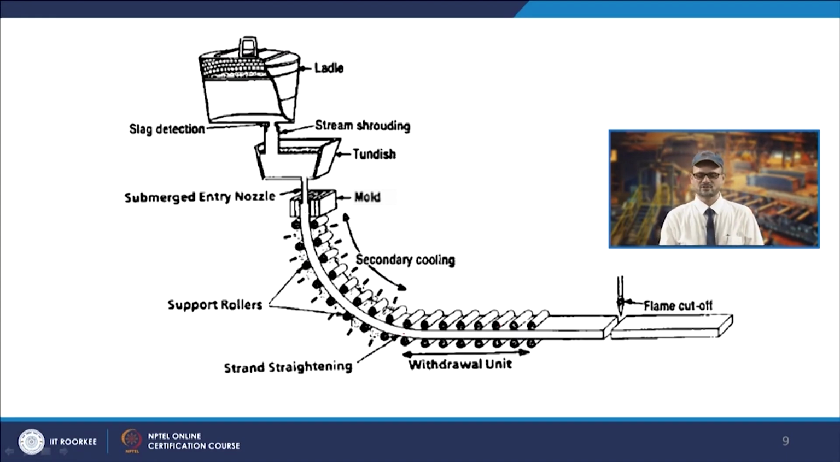So, you have strand straightening going on, and after that, once you ensure that it is completely solidified and completely straightened, then with the help of flame cutoff you are cutting. Whatever length you require you can have, and then you can cut, and further send it for further use. So, this is normally the continuous casting schematic and it involves all the processes which take place.